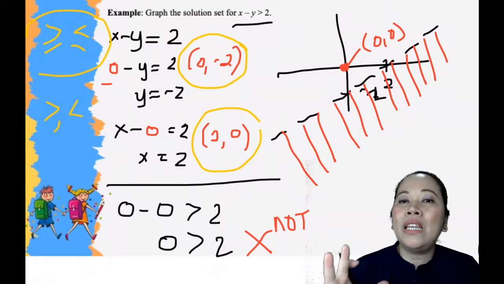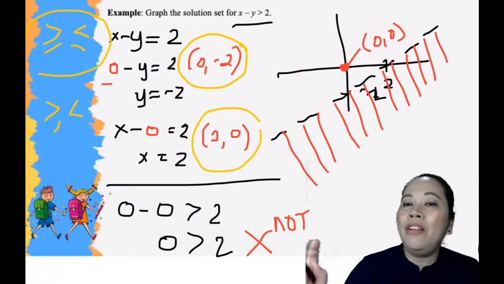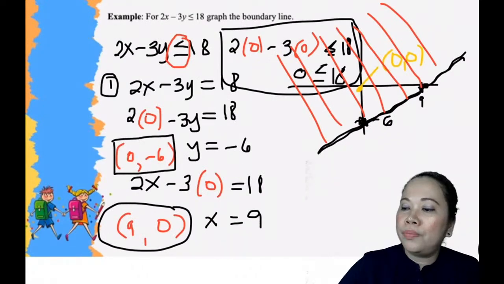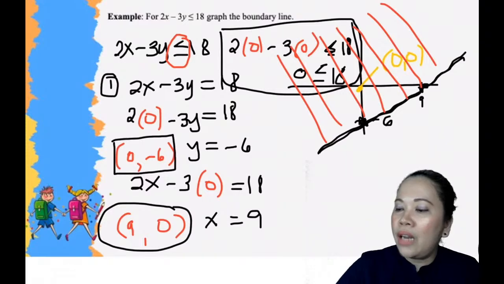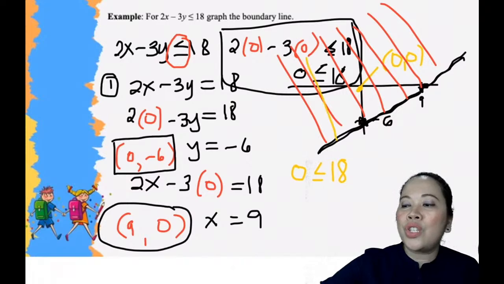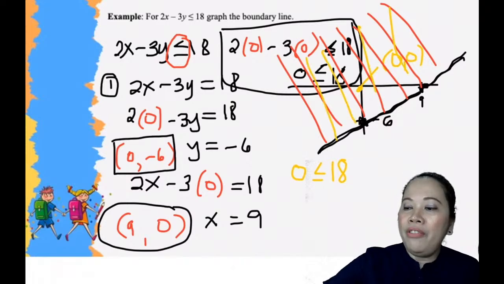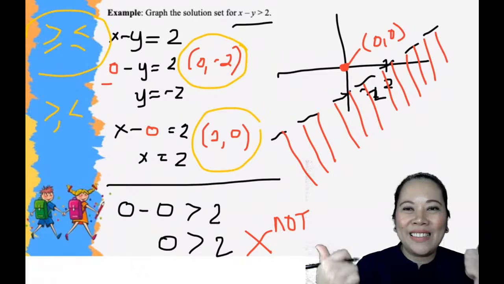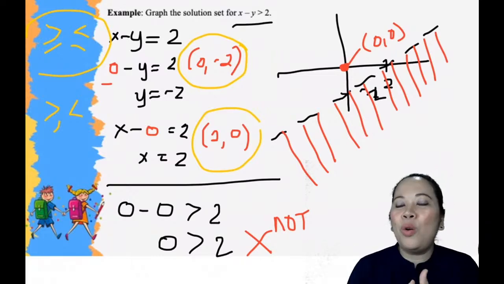If it makes the inequality true, like this one, 0 less than 18, right? Since it's true, you shade that side. But if it is false like this, you don't shade it. You shade the opposite. Cool? I hope that you were able to understand.